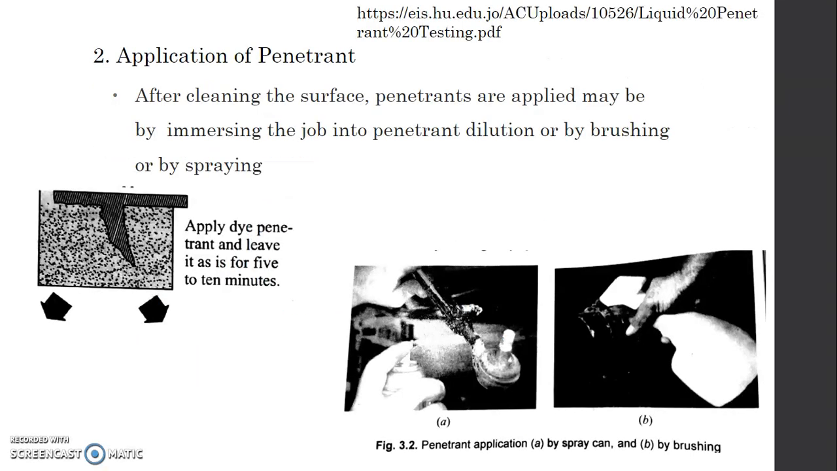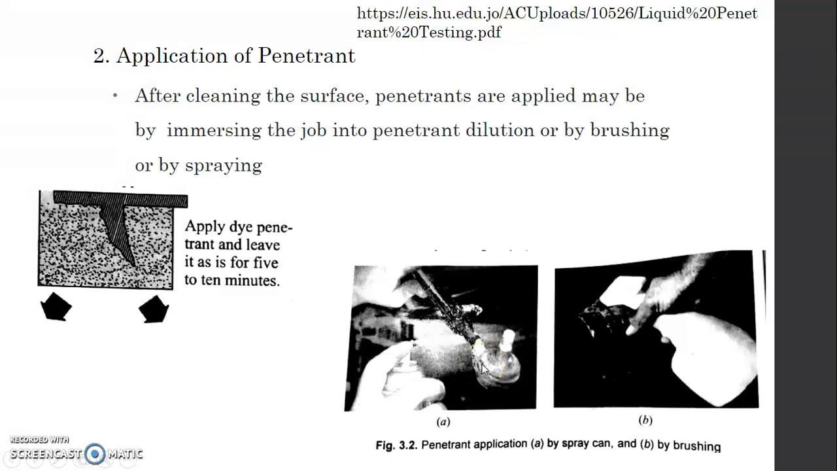The second step is the application of penetrant. After cleaning the surface, we have to apply the penetrant on the surface where we are going to check for cracks. Once we apply the penetrant, it will penetrate where there are cracks. A spray type is available. You can see in the picture there is a gun and a spray, right, so we can apply it. It is available in the market.